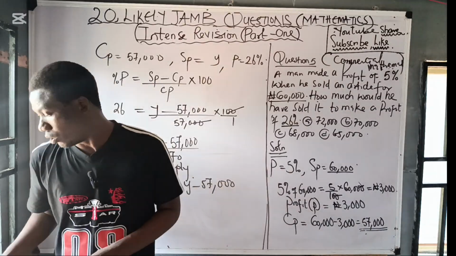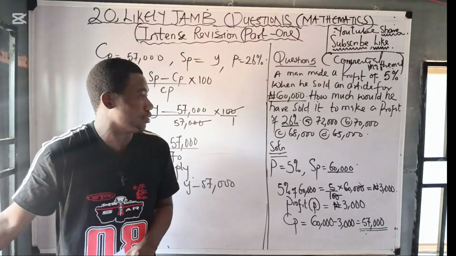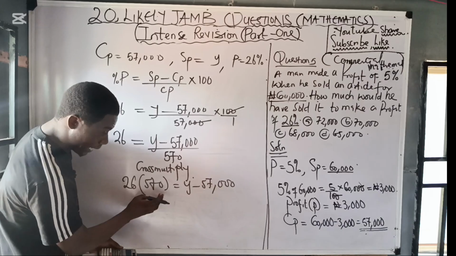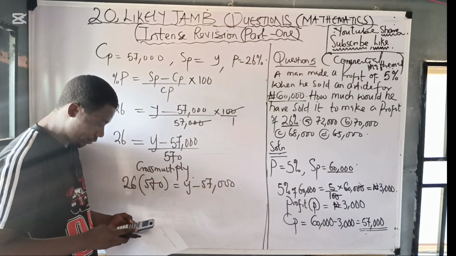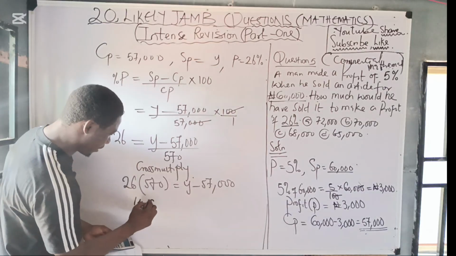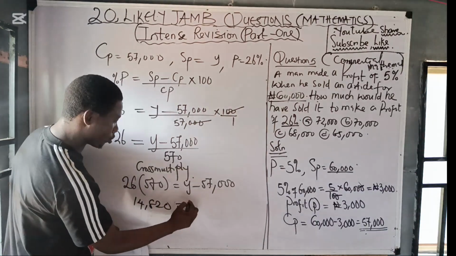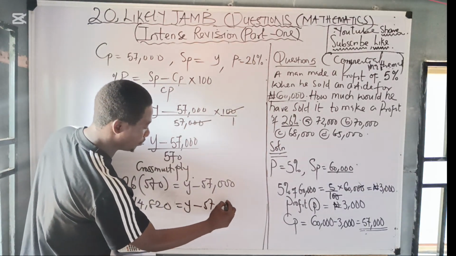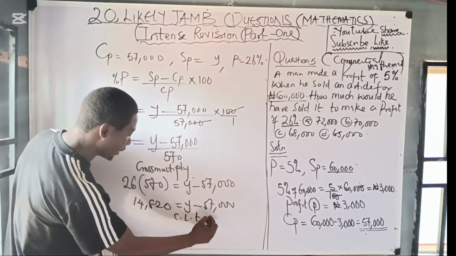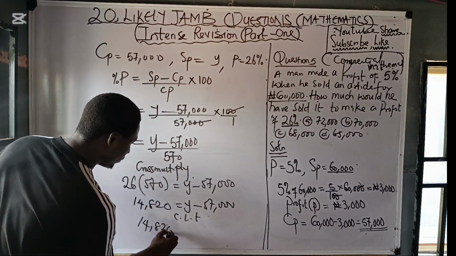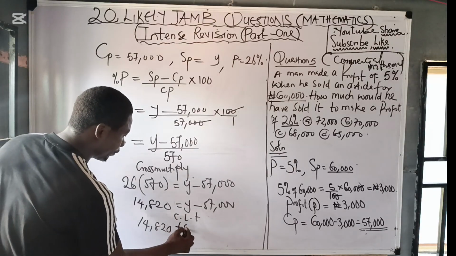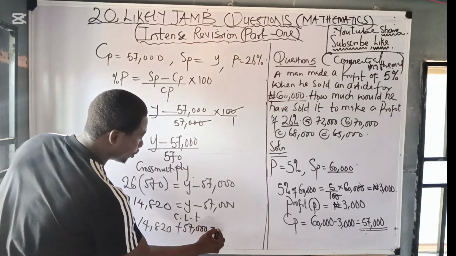5,700. Let's clear up the board so we have space to solve the other question. So let's do 26 times 570. That will give us 14,820 equals Y minus 57,000. So what do we do? Collect like terms together. 14,820. This one comes over: plus 57,000 equals Y.